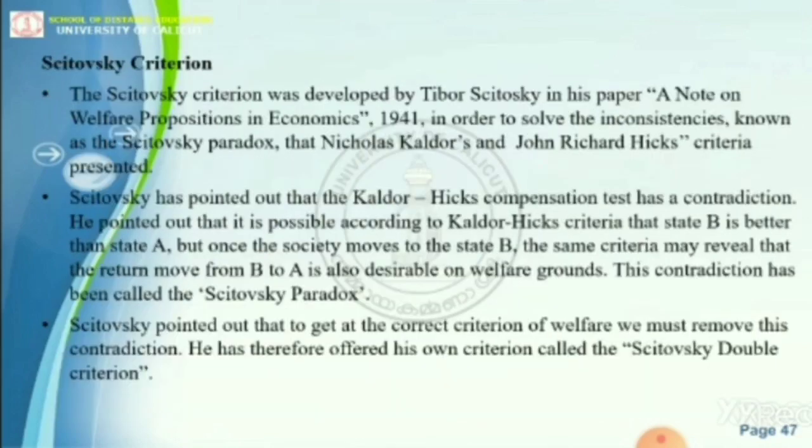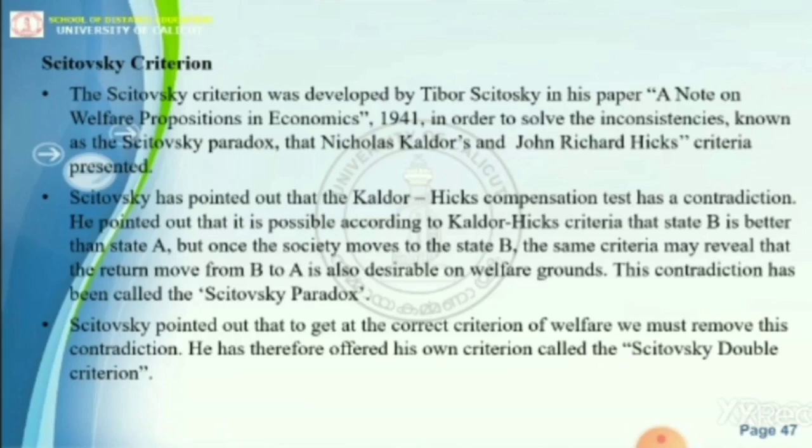Then Scitovsky criteria. The Scitovsky criteria was developed by Tibor Scitovsky in his paper A Note on Welfare Propositions in Economics in 1941, in order to solve the inconsistencies, known as the Scitovsky paradox, that Nicholas Kaldor's and John R. Hicks's criteria presented. Scitovsky has pointed out that the Kaldor-Hicks compensation test has contradictions.